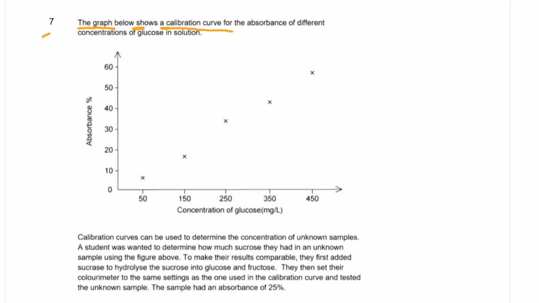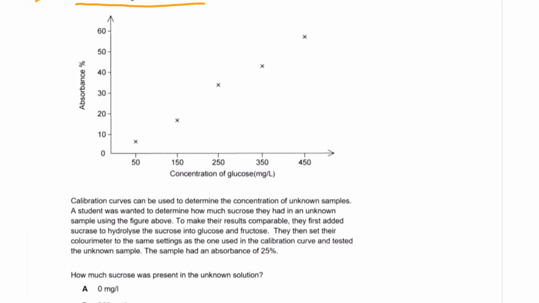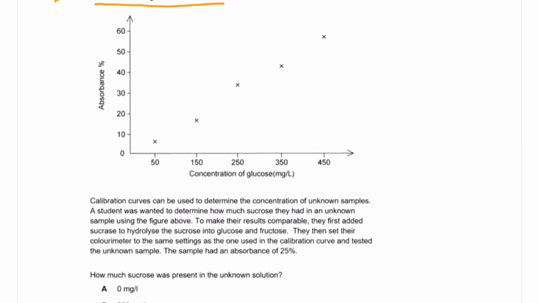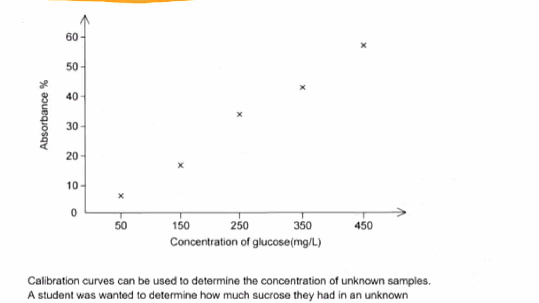The graph below shows a calibration curve for the absorbance of different concentrations of glucose in a solution. Okay guys, so this is the graph of absorbance, and this absorbance is measured by the colorimeter, and this absorbance is according to the different concentrations of glucose. So guys, is glucose a colored solution? No, it's not. So how can the glucose have different absorbance?